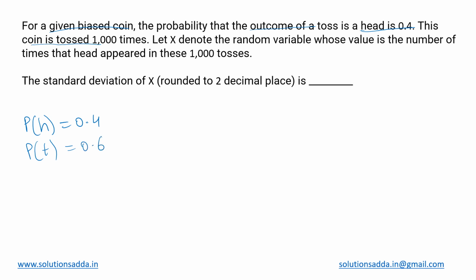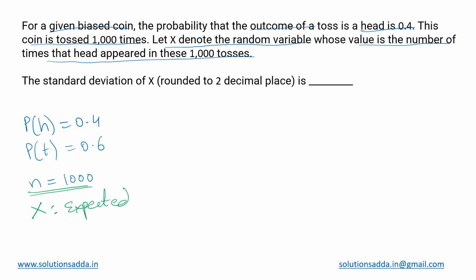Now, this coin is tossed 1000 times. So let us call n to be the number of tosses, which is 1000. Now let x be a random variable that denotes the number of times the head appears in these 1000 tosses. So we are tossing this coin 1000 times, and this x gives us the number of heads in these 1000 trials. So we want to calculate not the expected value itself, we want to find out the standard deviation of x, because this x is a random variable.